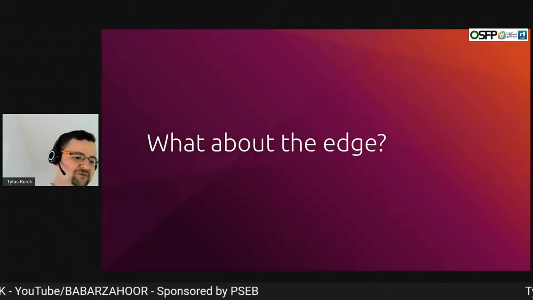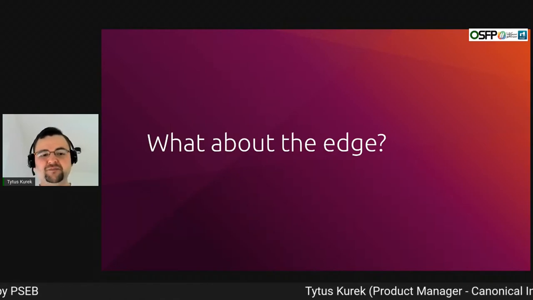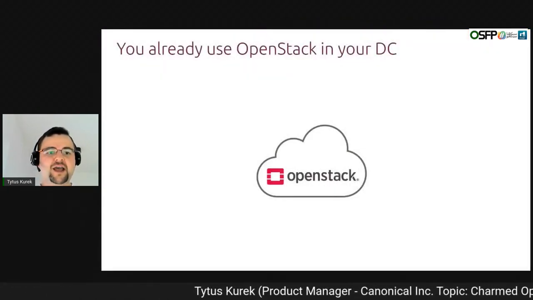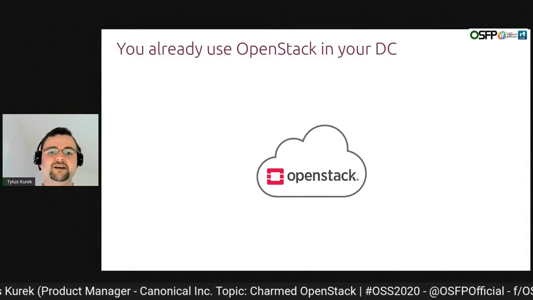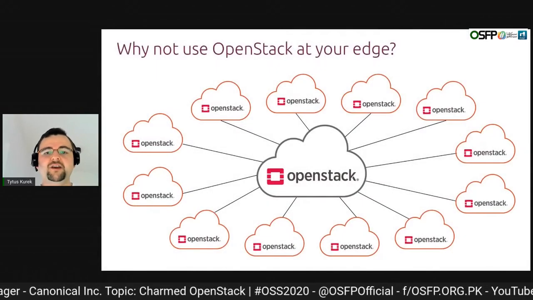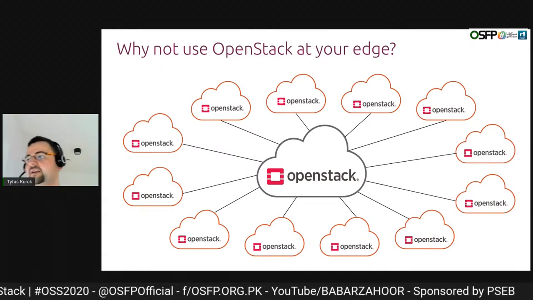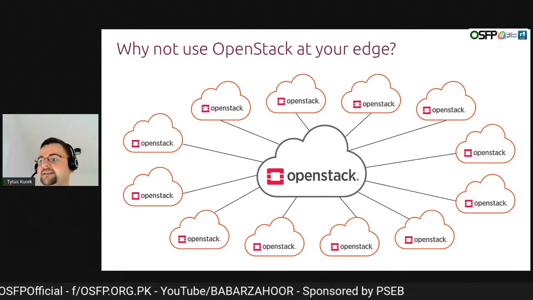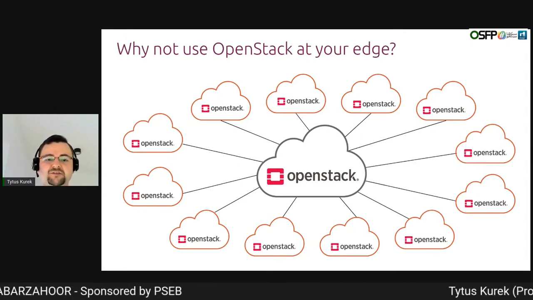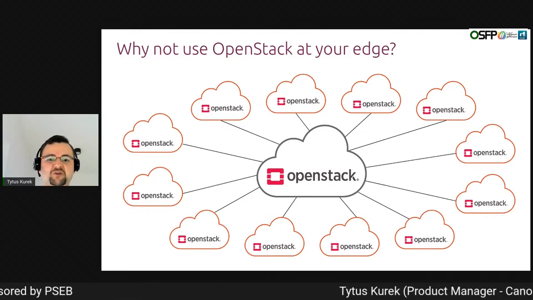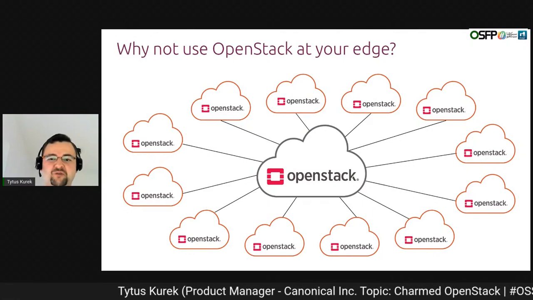And finally, I know I'm reaching the end of my time, so very quickly about the edge. So what about the edge, actually? Let's say we already use OpenStack in our data center and are actually considering using OpenStack at the edge. Edge is a very important topic because it's going to be bigger than public clouds. Thus, it is important to make sure that we have the right tools in our hands to be able to run our workloads on the edge soon, when edge is going to become more and more popular.